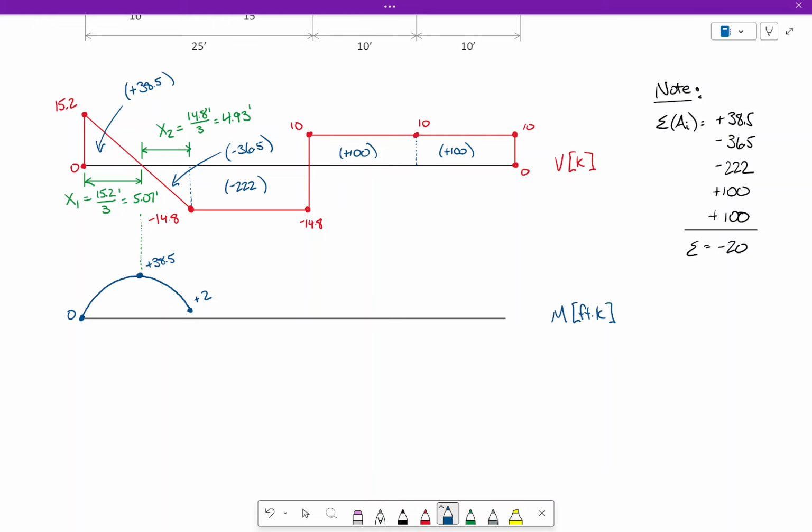Does everybody see how I did that? We'll go a lot to a little right there, little to a lot, come down to 2. And this is all one parabola. I'm just indicating where the maximum is right here.